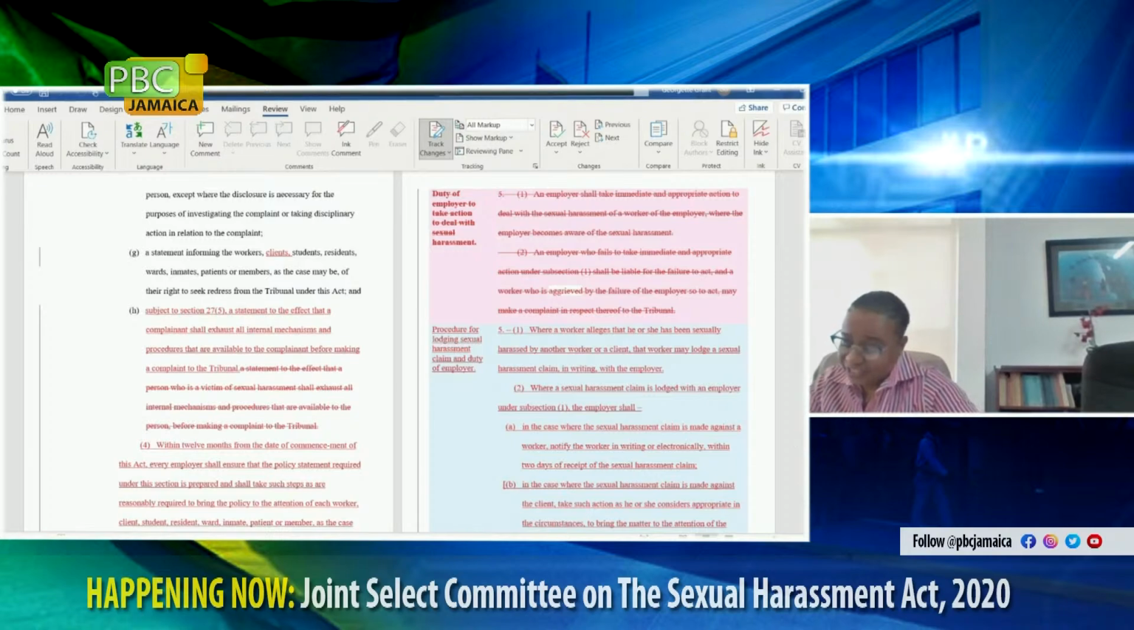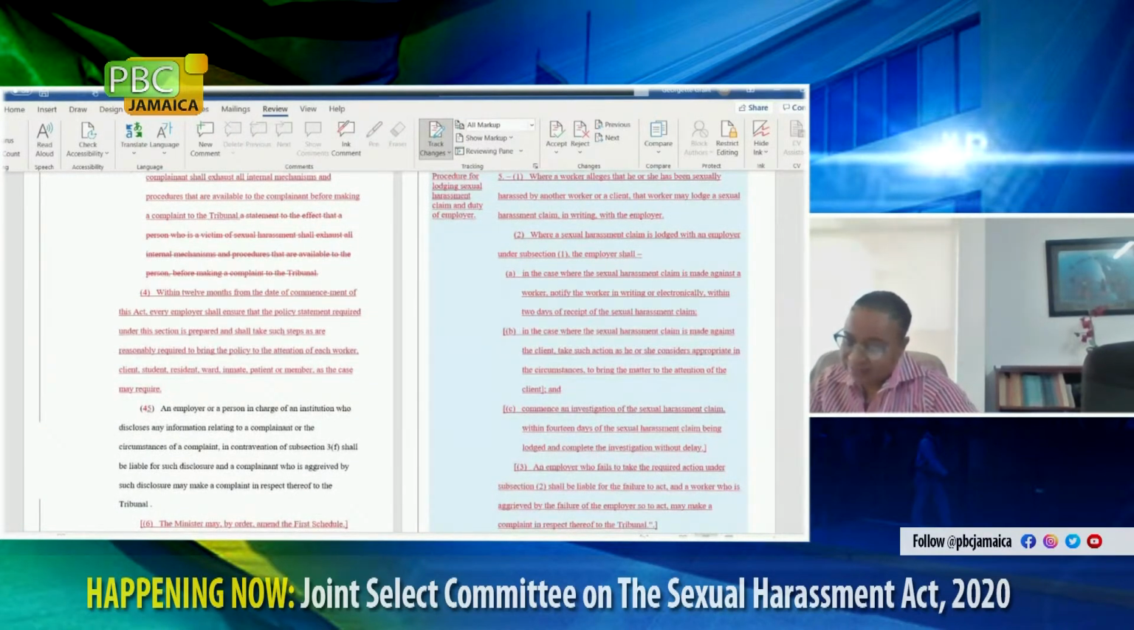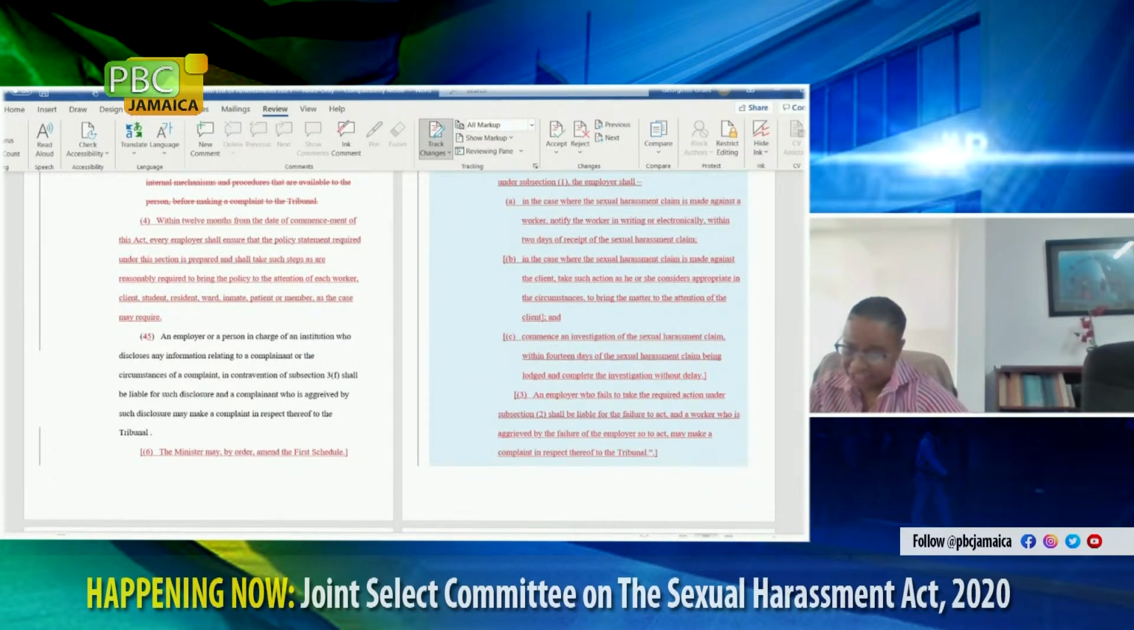5.1, where a worker alleges that he or she has been sexually harassed by another worker or a client, that worker may lodge a sexual harassment claim in writing with the employer. Subclause 2, where the sexual harassment claim is lodged with an employer under subsection 1, the employer shall, A, in the case where the sexual harassment claim is made against a worker, notify the worker in writing or electronically within 2 days of receipt of the sexual harassment claim. B, in the case where the sexual harassment claim is made against a client, take such action as he or she considers appropriate in the circumstance. And C, commence an investigation of the sexual harassment claim within 14 days of the sexual harassment claim being lodged and complete the investigation without delay.